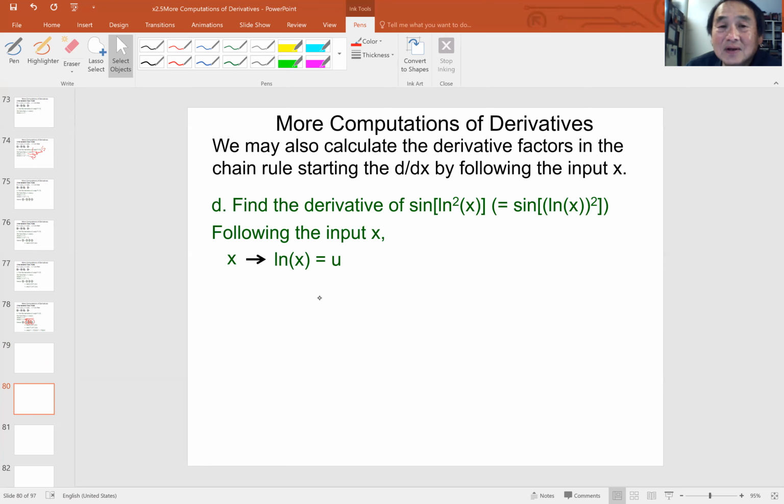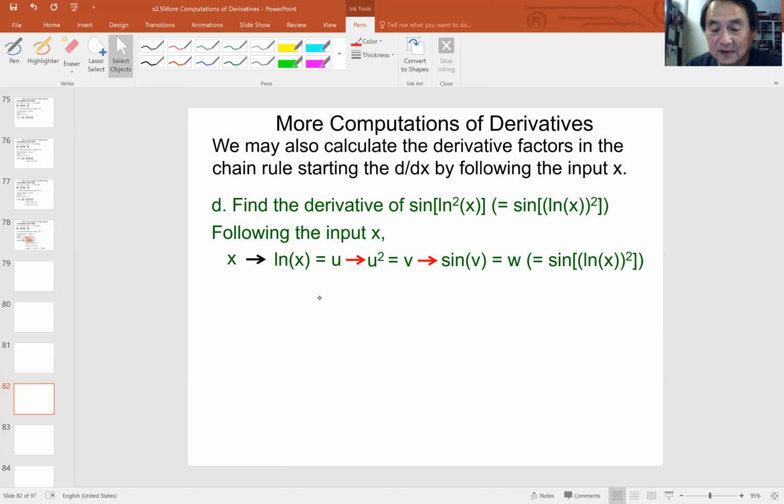Okay. And what's happening to the log of x? After we get u, we're going to square that thing. So it's going to take u squared. Why? Because log of x squared, inside out. And let's call that v. What happened to v? v is going to be sent to the sine department. It's going to be sine of v. So the output, I give a name for it, w. And the question is asking for dw/dx.